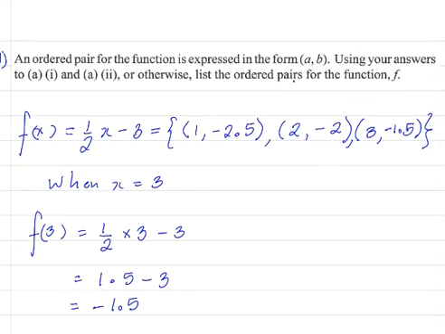So there are 3 elements in the domain of f, and each element in the domain is mapped onto one element. 1 is mapped to minus 2.5, 2 is mapped to minus 2, 3 is mapped to minus 1.5, and what we have here is f(x) represented as a set of ordered pairs.